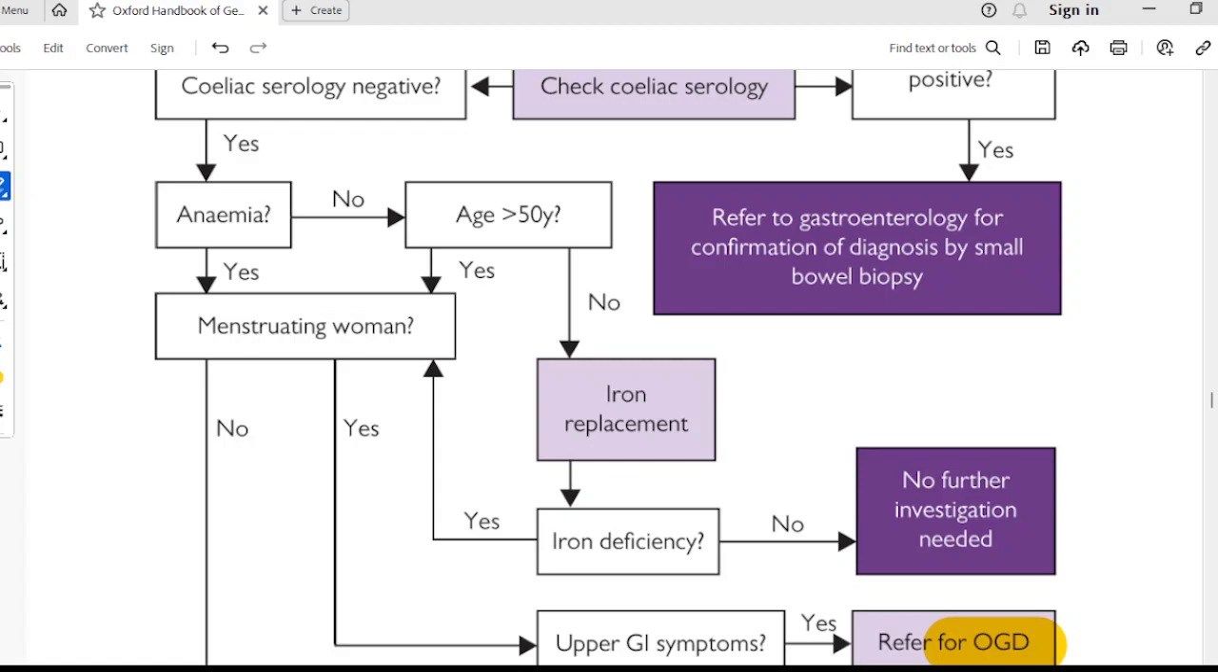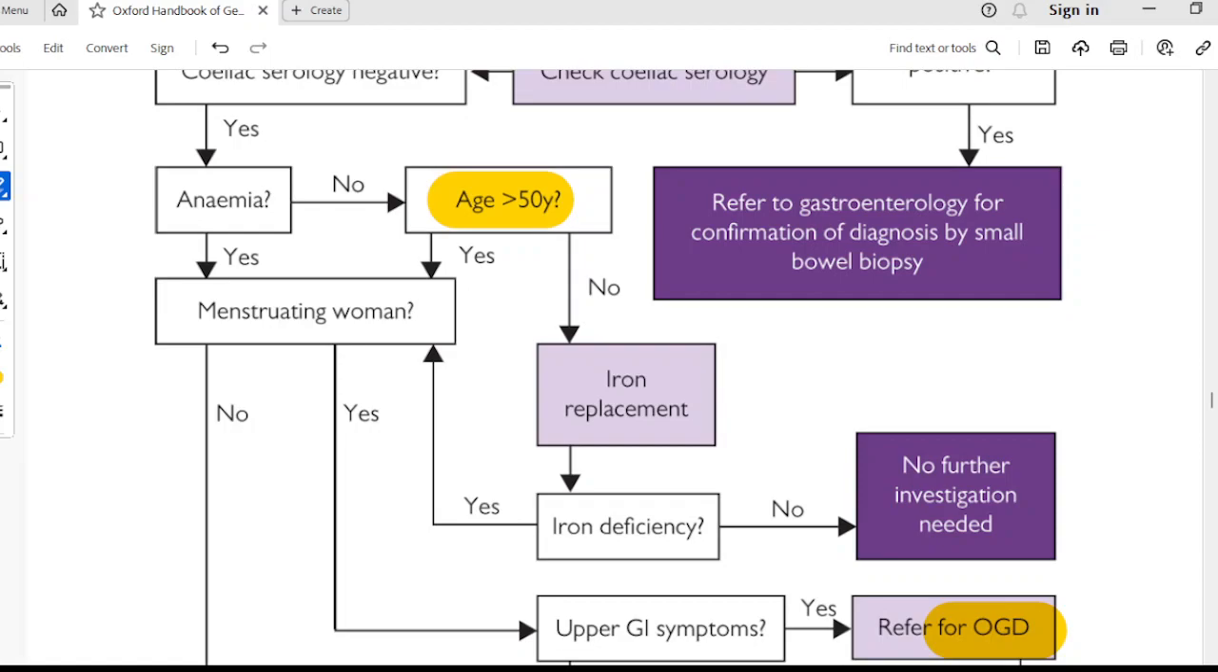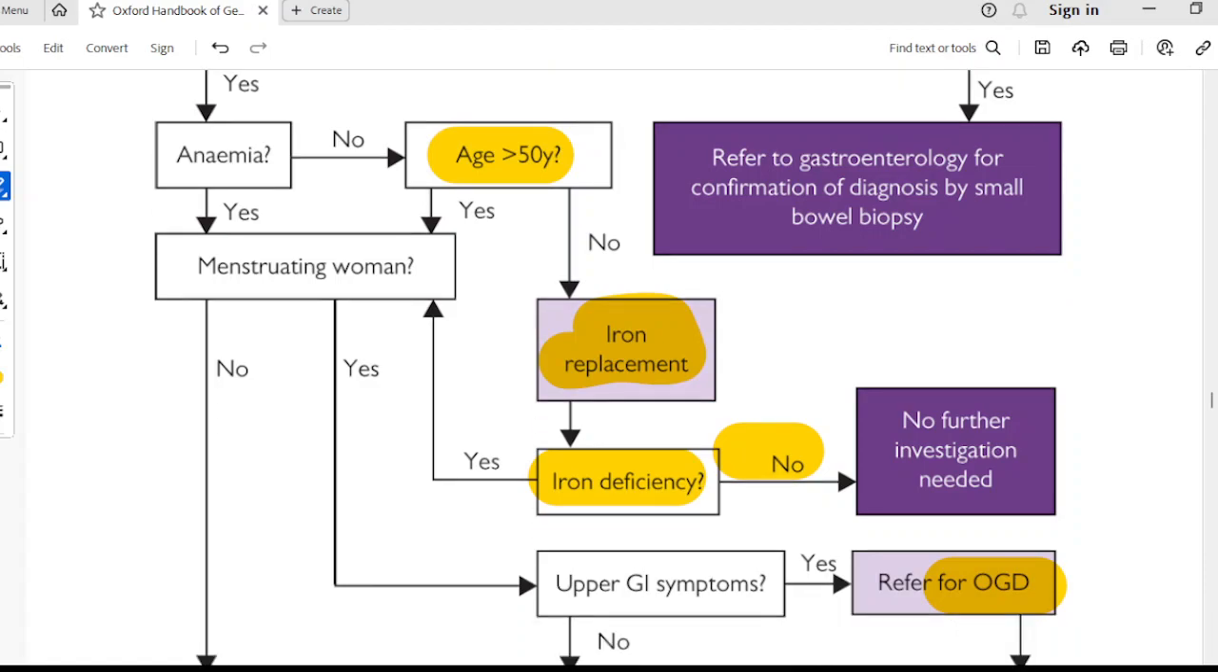If age is more than 50 years, no, give iron replacement. If age is less than 50 years and you are still not able to detect the cause of anemia, then better you give iron replacement first. And even after iron replacement, if there is iron deficiency, yes, then if it's a menstruating woman, you do the upper GI endoscopy. Again, iron deficiency is present. No, after iron replacement, no further investigation is needed.